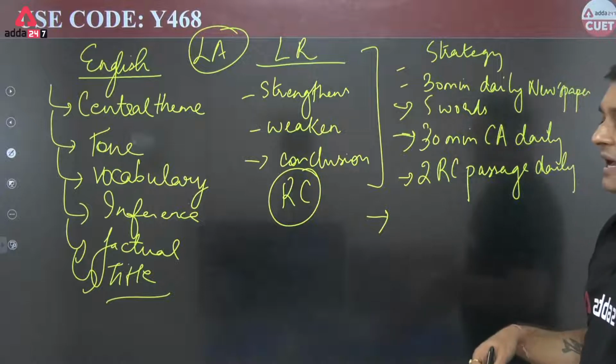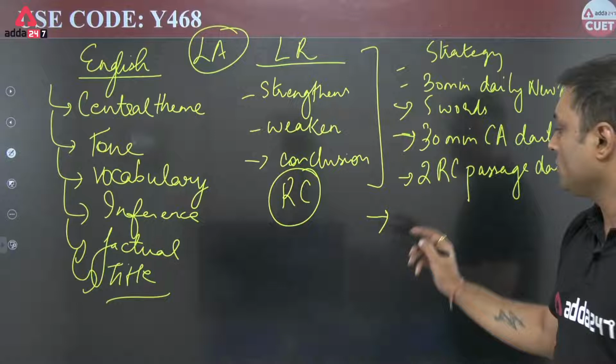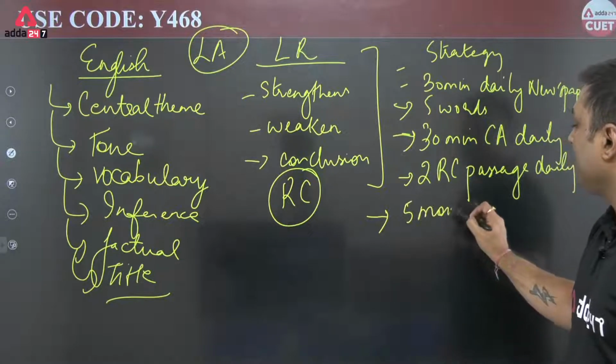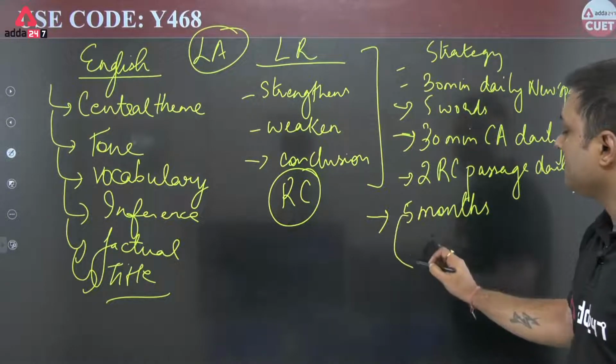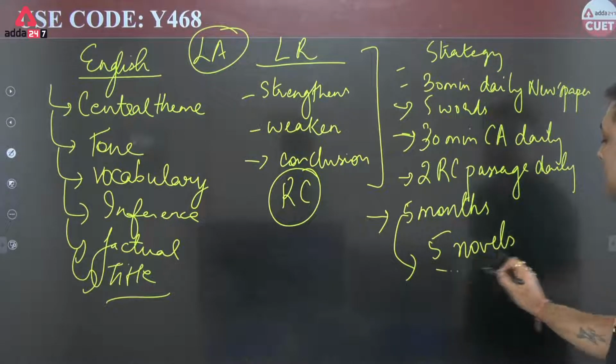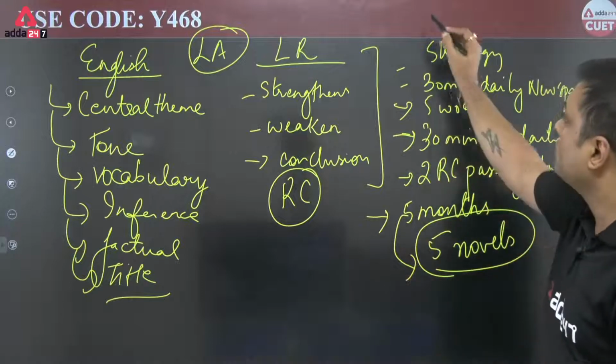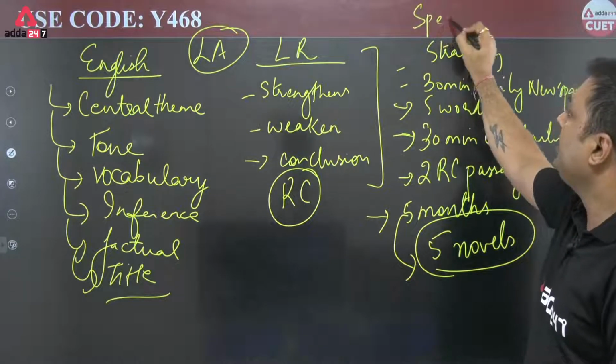Today we are standing in July. So July, August, September, October, November, right? So you have 5 months. In these 5 months, try to read at least 5 novels so that it gives you that particular understanding to read the text fast. Okay, you should work on your speed reading.